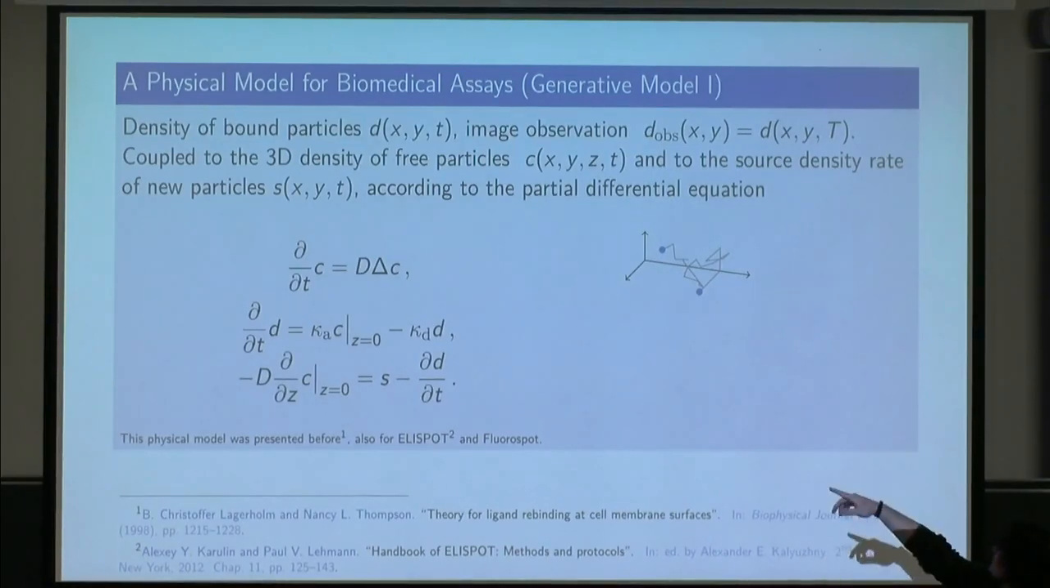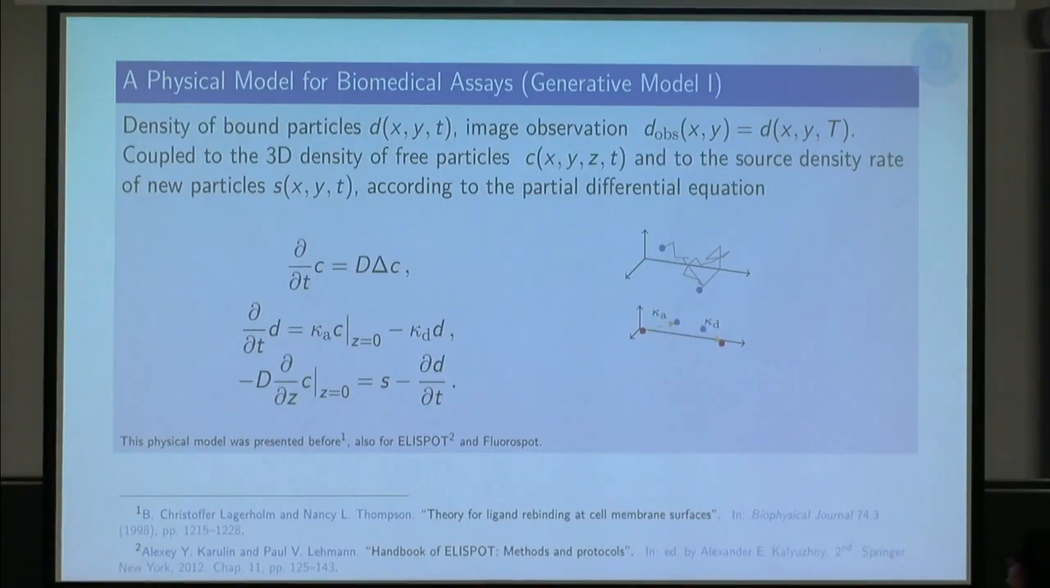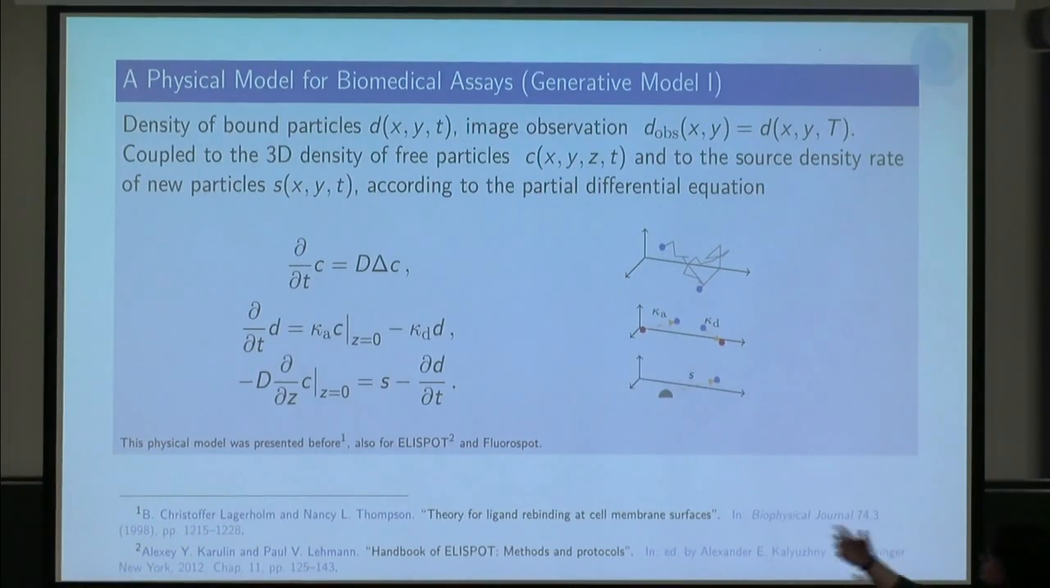So the first part there is the one that regulates Brownian motion or diffusion. And the second one regulates, or partly regulates, this adsorption and desorption. And the third one completes this boundary condition and incorporates this source density rate I was mentioning.